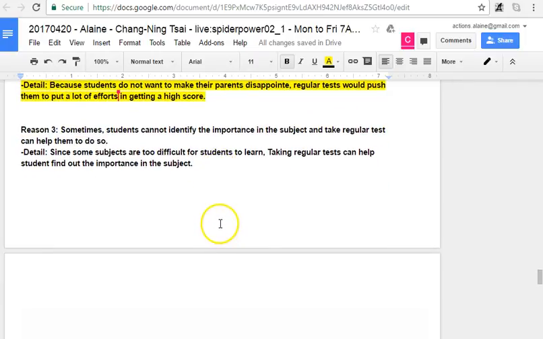Now for reason number 3. Sometimes students cannot identify the importance in the subject, because we are not pertaining inside the subject but the subject itself. So we have to use of instead of in. Sometimes students cannot identify the importance of the subject, and taking regular tests can help them to do so. Since some subjects are too difficult for students to learn, taking regular tests.